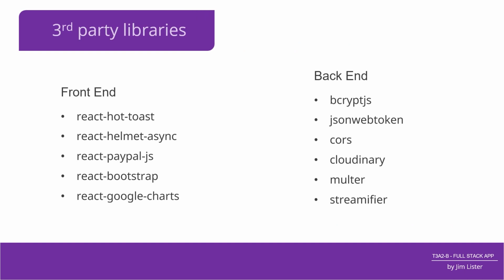Other third-party libraries worth noting are React Hot Toast for my notifications, React Helmet Async for browser tab titles, React PayPal JS for PayPal buttons and checkout functionality, React Bootstrap, and I incorporated React Google Charts in order to aggregate some of my data. In the backend, without mentioning the obvious ones like Express and Mongoose, I've used bcrypt, JSON Web Token for authorization, as well as CORS, Cloudinary, Multer, and Streamifier.